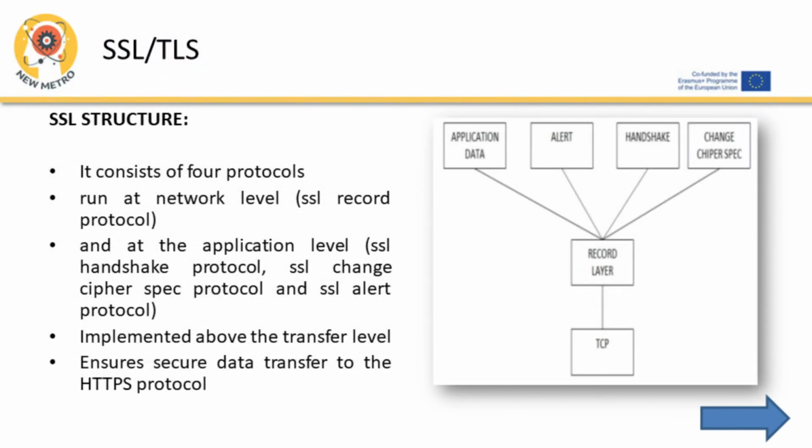The SSL structure consists of 4 protocols. Running at the network level, SSL Record Protocol. And at the application level, SSL Handshake Protocol, SSL Change Cipher Spec Protocol, and SSL Alert Protocol. It is implemented above the transport layer and it ensures the secure transfer of data to the HTTPS protocol.